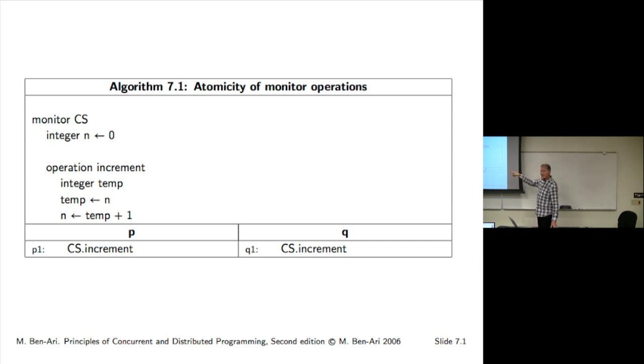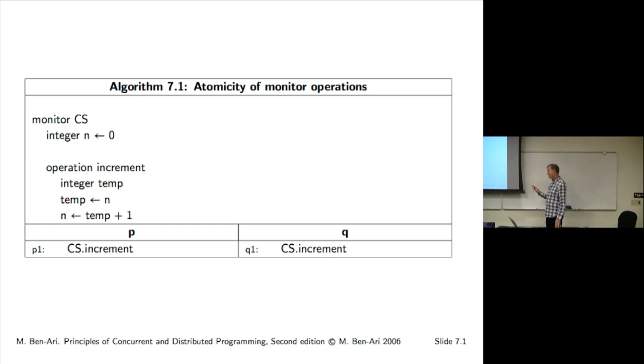The fact that the statement in increment executes without interleaving is guaranteed by the monitor. If that's guaranteed, then you just let him increment, and no interleaving will ever take place because that's atomic. This has to go to completion before this one can go. Does everybody see? Because what did we have before? Where were the signals and the waits before? They were here in the process's code. Now they're not there anymore.